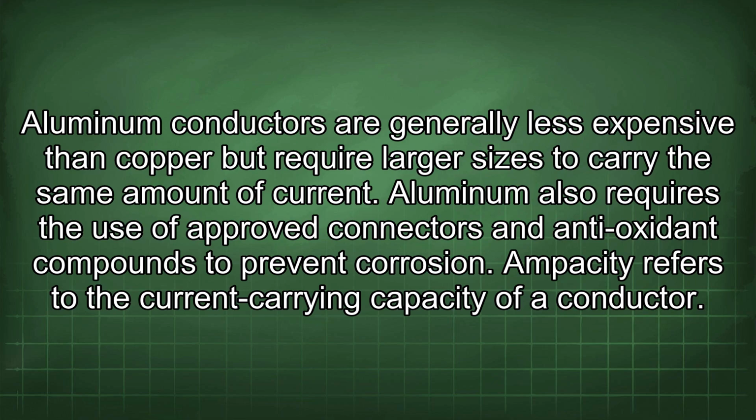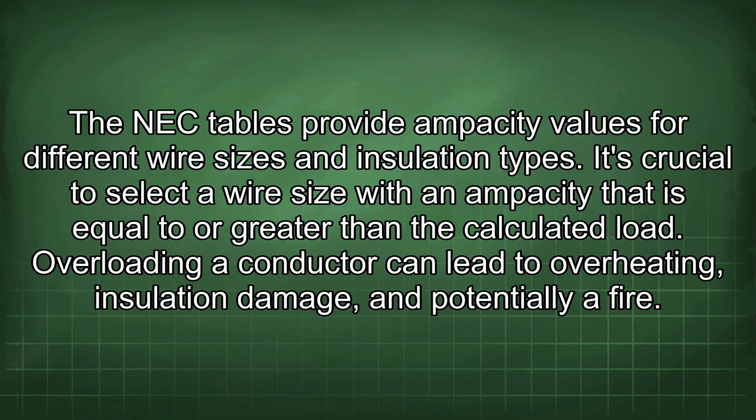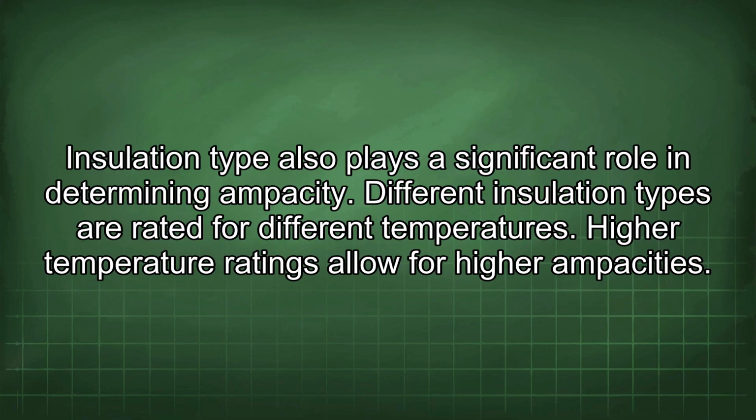Ampacity refers to the current carrying capacity of a conductor. The NEC tables provide ampacity values for different wire sizes and insulation types. It's crucial to select a wire size with an ampacity that is equal to or greater than the calculated load. Overloading a conductor can lead to overheating, insulation damage, and potentially a fire. Insulation type also plays a significant role in determining ampacity. Different insulation types are rated for different temperatures. Higher temperature ratings allow for higher ampacities.